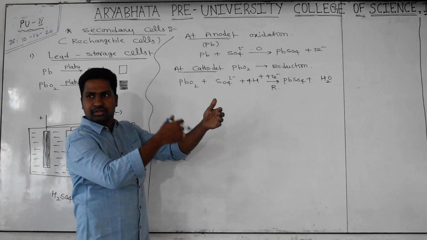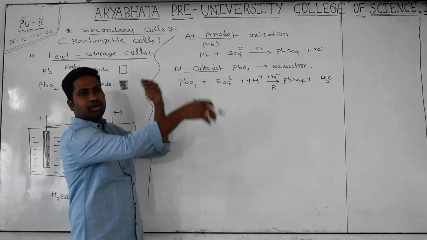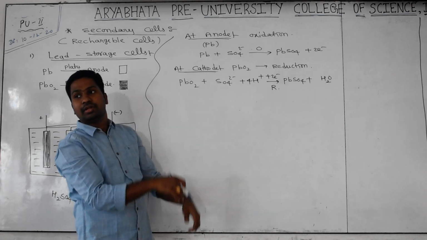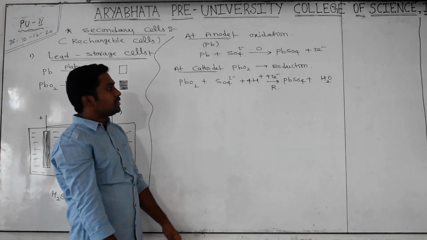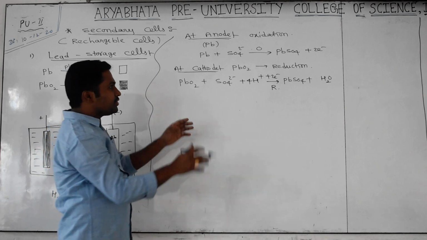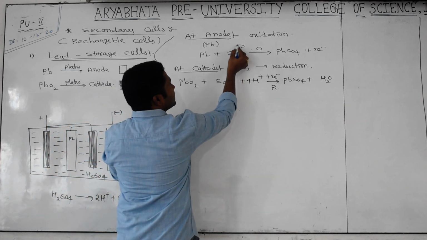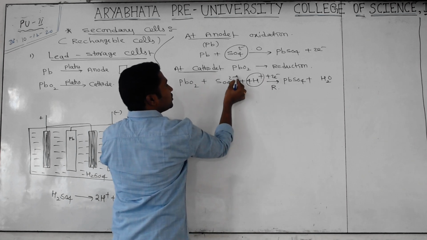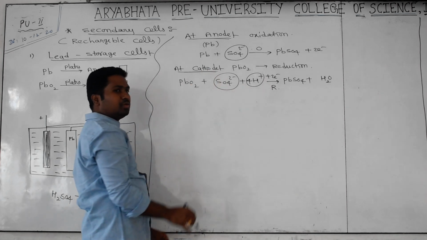Continuously, oxidation goes on at the anode and reduction goes on at the cathode. Automatically the electrons move from anode to cathode. That flow is what we call current. But did you observe one thing here? In this entire process, which particles are being consumed? Sulfate ions are consumed, and H plus particles are also consumed in the anode and cathode reactions.